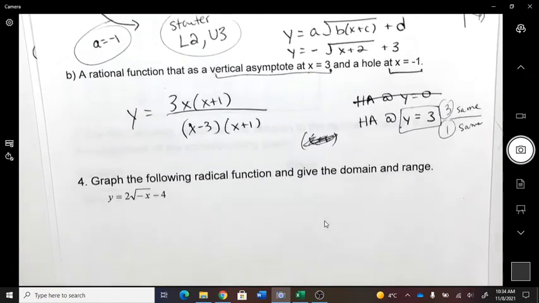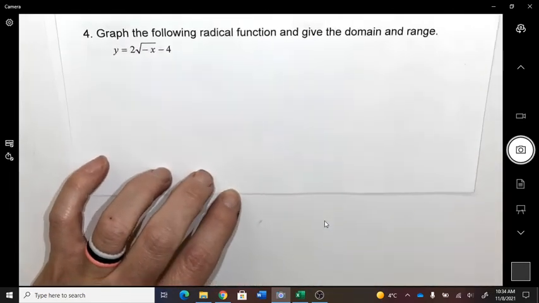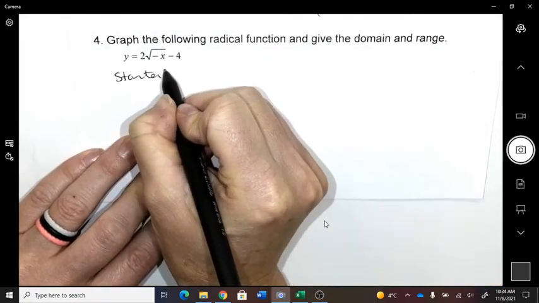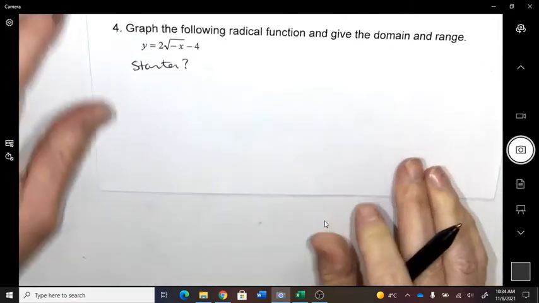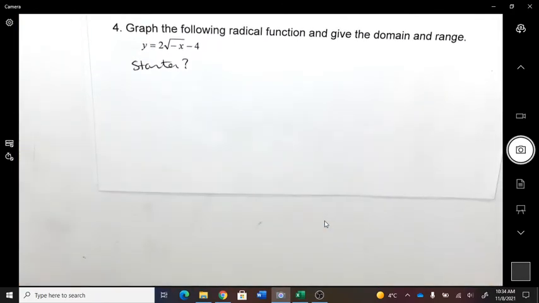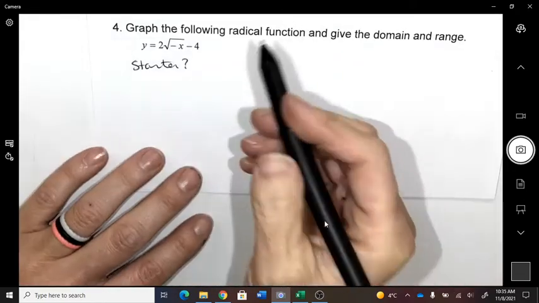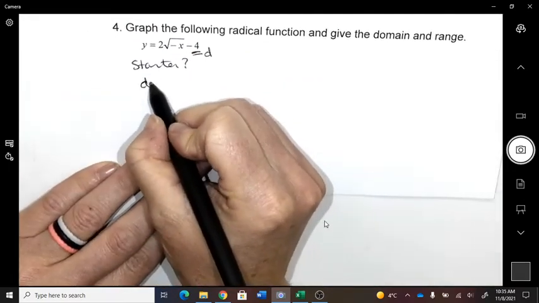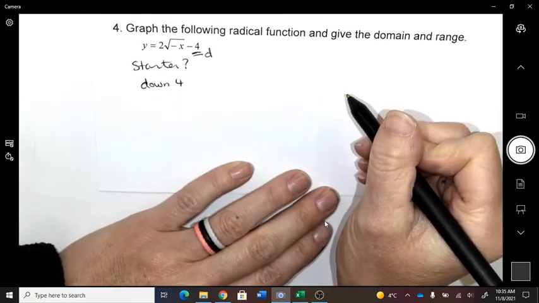Okay, graph. Okay, tell me where the starter point is. So I'm only looking, is there anything that's going a C or a D? A C or a D? That's a D, so it moved down 4.